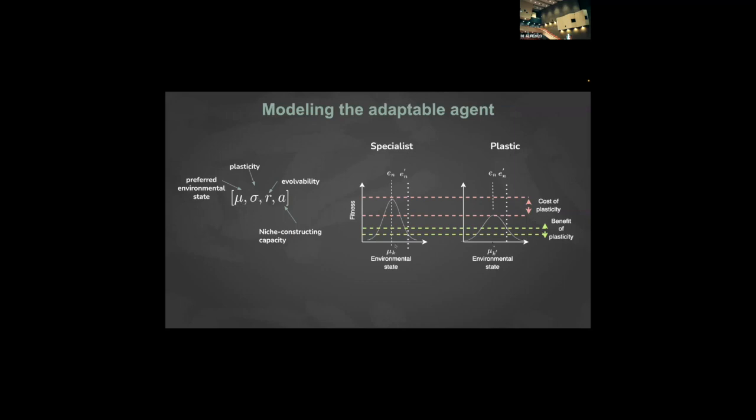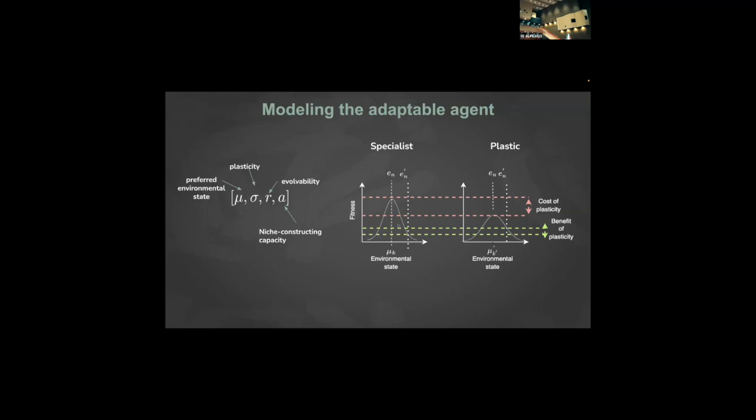And the mean denotes the environmental conditions where the agent has the highest fitness, which we call the preferred environmental state. And then the standard deviation describes how quickly the fitness drops as we move away from the preferred state. So if you have a small sigma, then you're a specialist agent. If you have a large one, then you are a plastic.